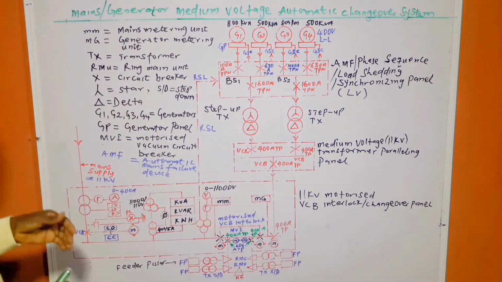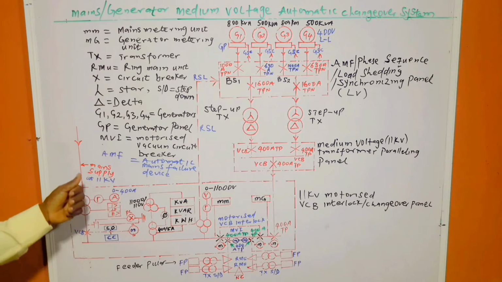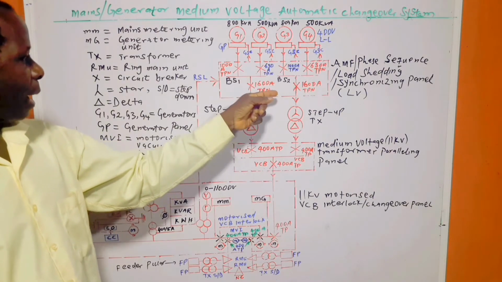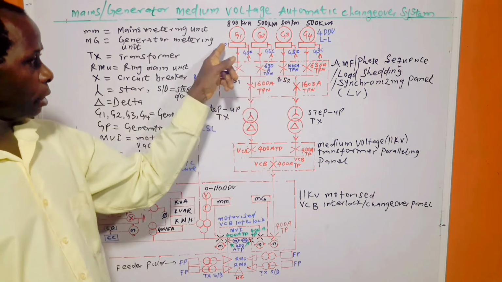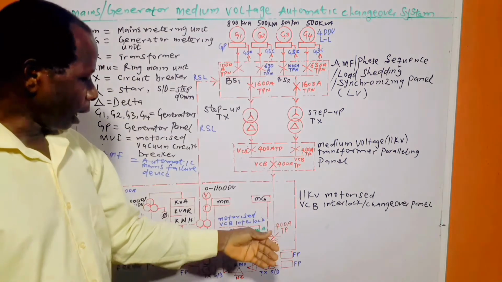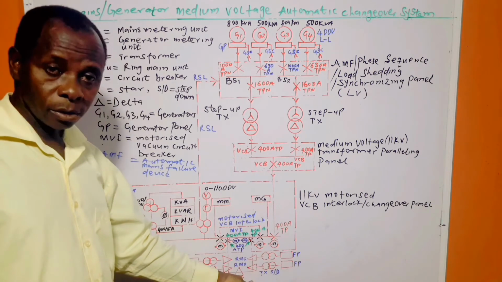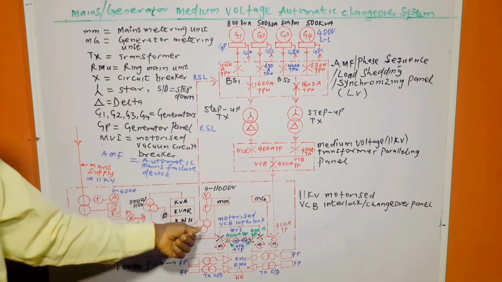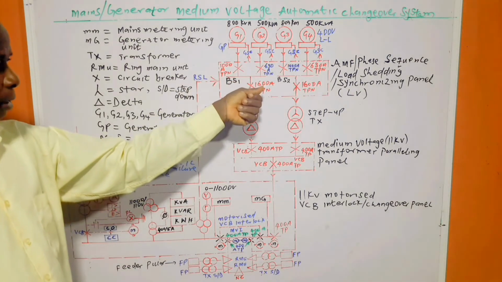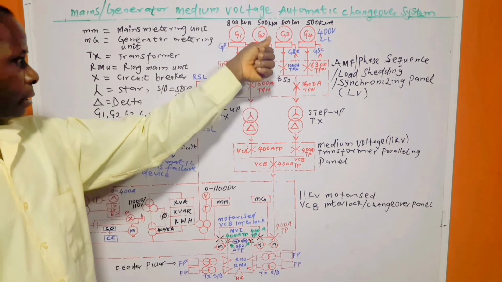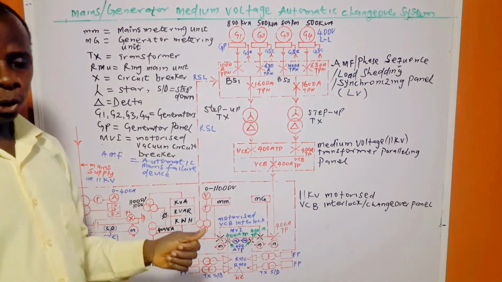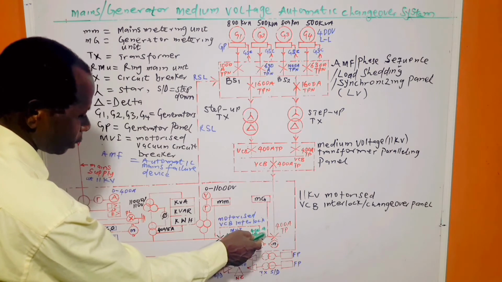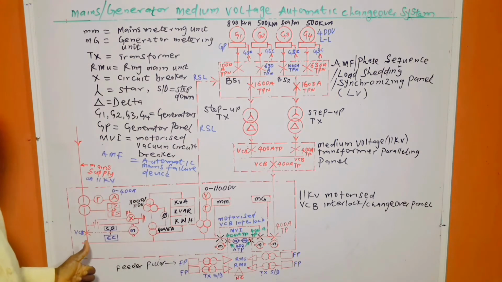Now the summary is this: whenever there is power failure from the mains, a signal is sent to the AMF panel, which in turn signals to the generators to start. The generators start and start supplying power to the loads. And when the power is restored from the mains, the panel also sends a signal to the AMF panel, and the AMF panel signals to the generators to shut down. And there is also a changeover from the generator back to the mains supply.